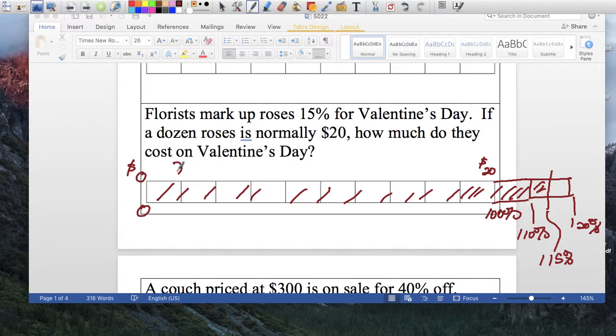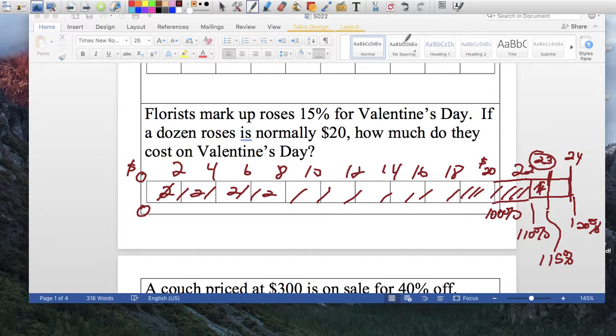So 2, 4, 6, 8, 10, 12, 14, 16, 18, 20, 22, and then at the end, 120% is 24, but we don't want that. We want the middle one. Remember, every box is 2, 2, 2, 2, but this one, because we're cutting it in half, it's going to be 1. So 22 plus 1, you end up paying $23.